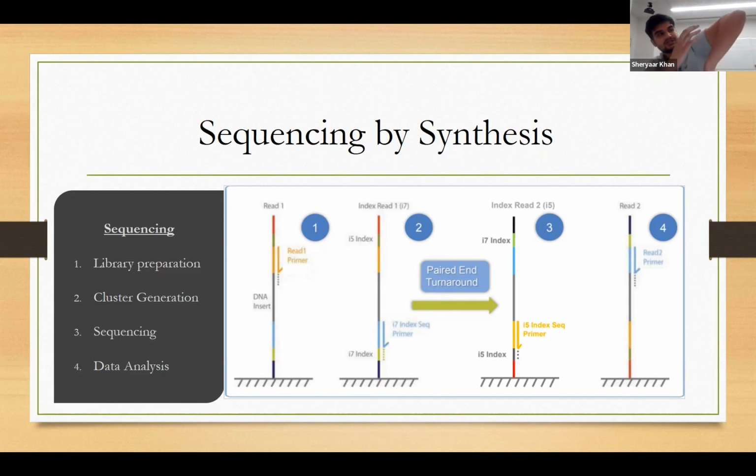But the one thing you've got to understand is it's not two different DNA. It's one DNA, but you're reading it from the start, and then you're reading it from the end back to the middle: start, middle. That makes sense? So that's sequencing by synthesis in broad terms.